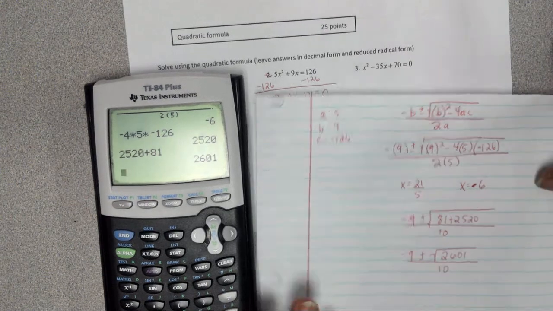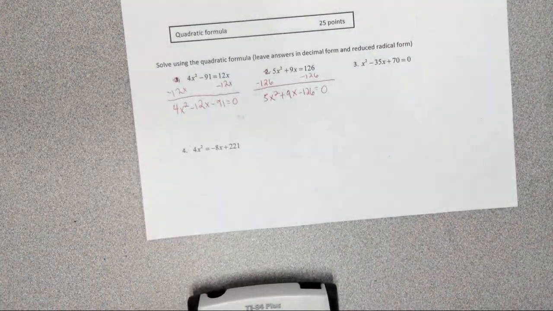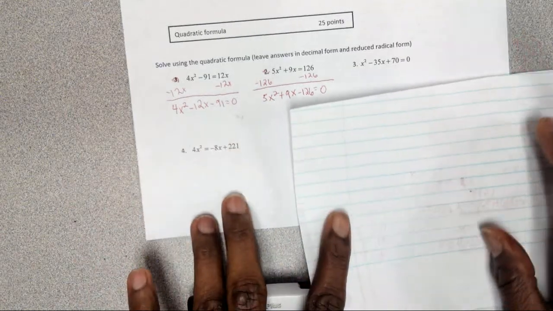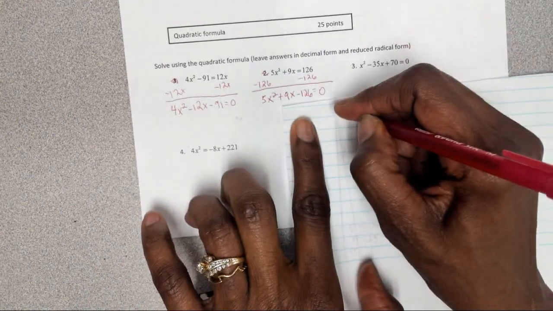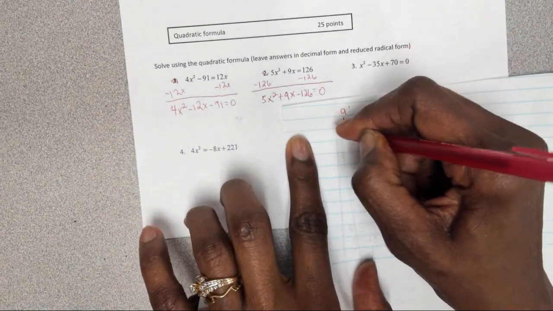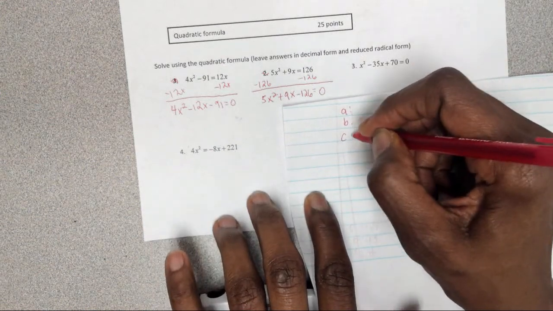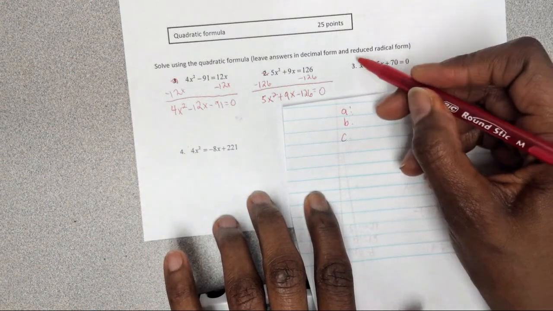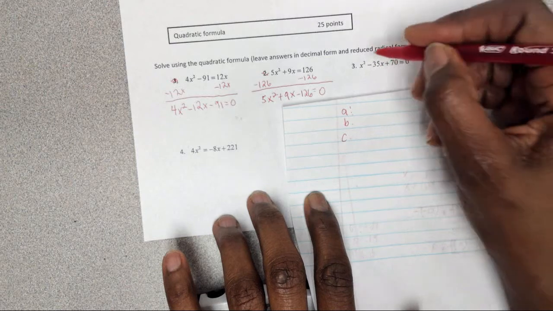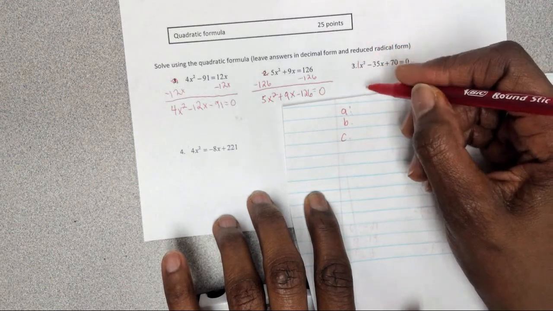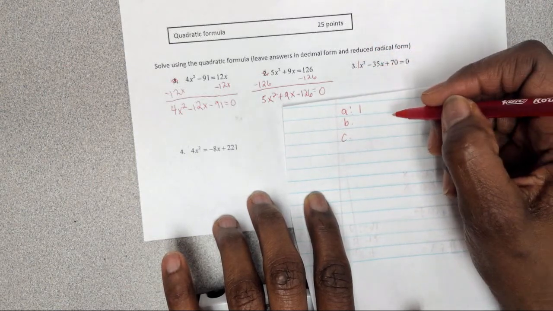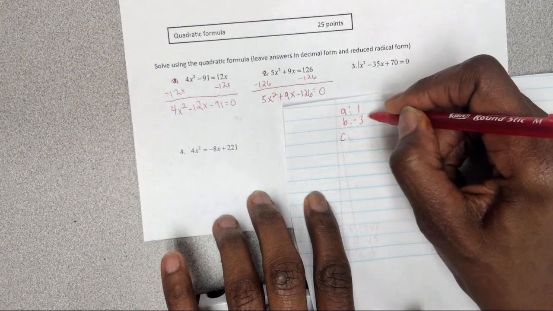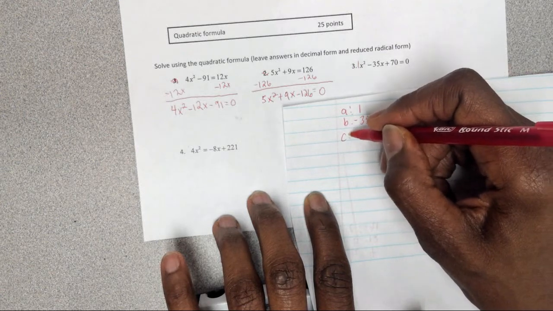So I'm looking at number 3. Number 3 already is set equal to 0, so we don't have to do that. So I'm going to identify my A, my B, and my C. My A is, remember when there's nothing out in front, it's a 1, not a 0. So my A is 1. My B is negative 35. And my C is 70.